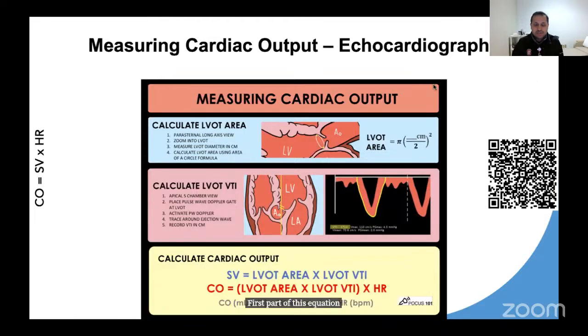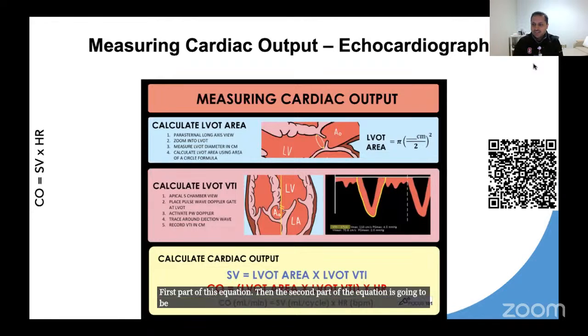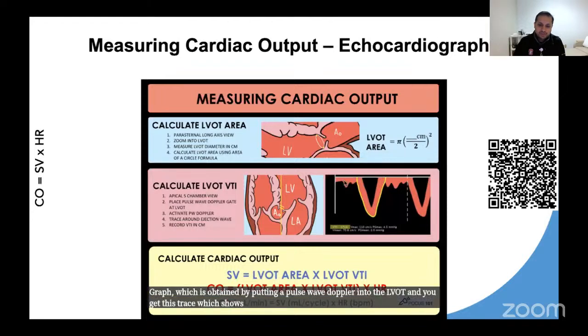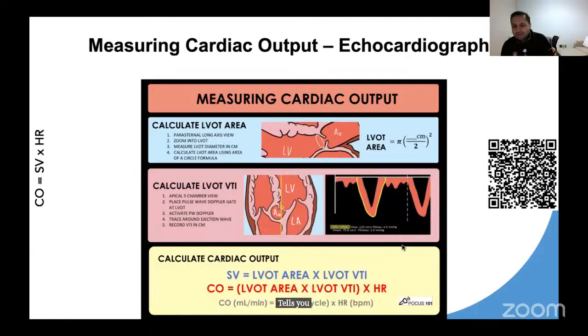The second part of the equation is how much blood is ejected through the heart in one heartbeat. What distance does the red blood cell travel when the heart squeezes one time? Going back to calculus and math, we use the velocity time integral graph, obtained by putting a pulse wave Doppler into the LVOT. You get a trace which shows blood going outwards from the left ventricle into the aorta, so it's below the x-axis. When we trace it, the machine calculates the area under the curve, and the velocity time integral tells you the distance the blood travels in one heartbeat.